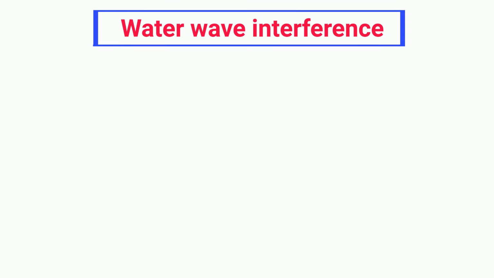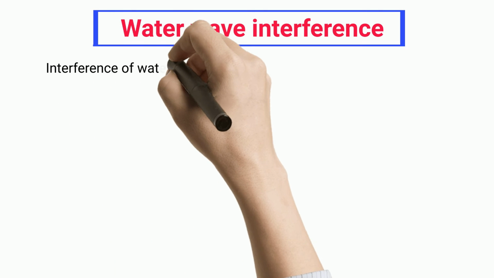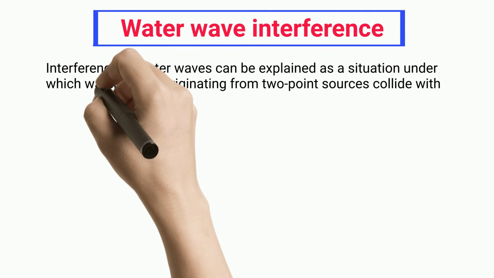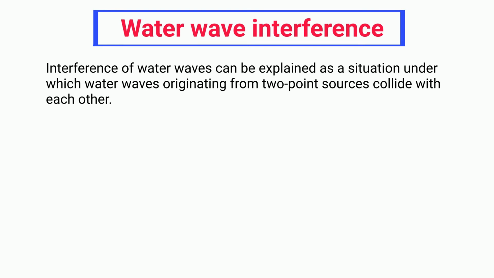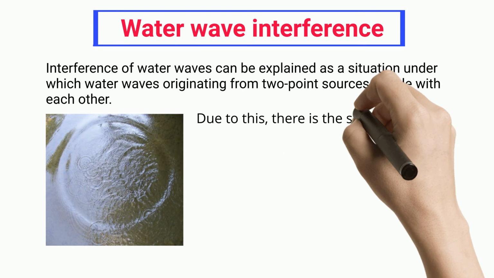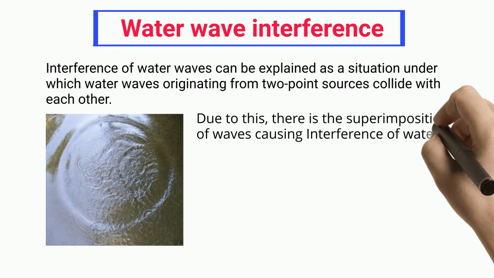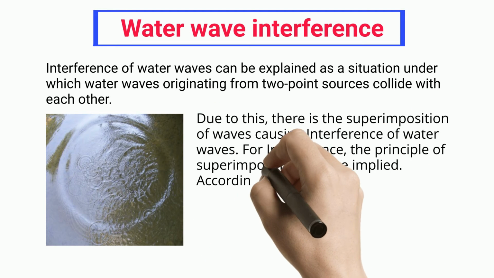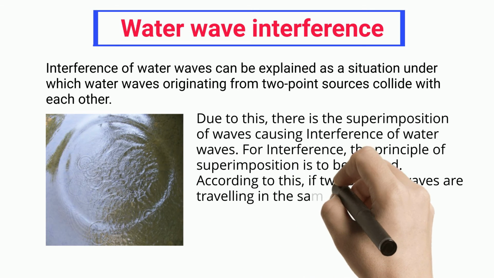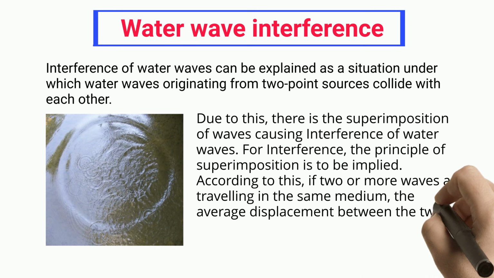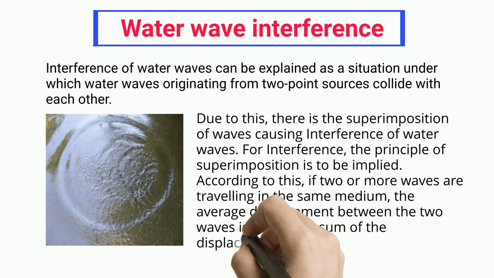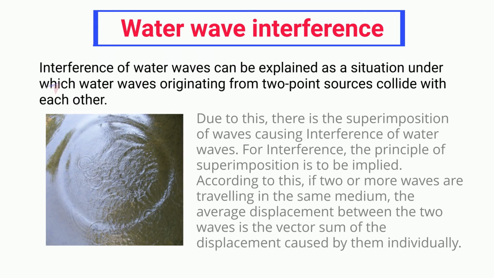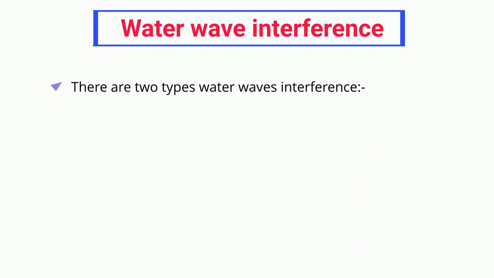Water wave interference. Interference of water waves can be explained as a situation under which water waves originating from two point sources collide with each other. Due to this, there is the superposition of waves causing interference of water waves. For interference, the principle of superposition is to be applied. According to this, if two or more waves are traveling in the same medium, the resultant displacement is the vector sum of the displacements caused by them individually.